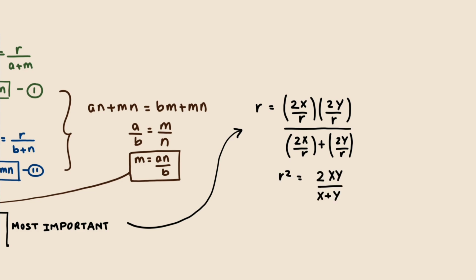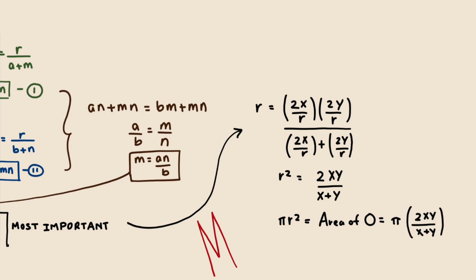Now we will simply multiply pi on both sides. Therefore pi r square, that is equal to the area of the circle, because we have taken the radius of the circle as r, would be equal to pi times 2 times xy upon x plus y. Hence we have got the area of the circle in terms of x and y, and that's the answer that we were looking for.